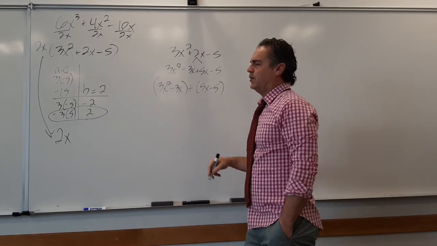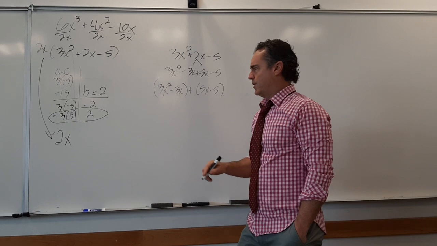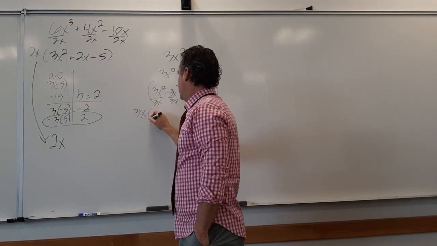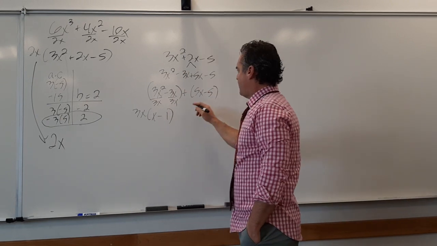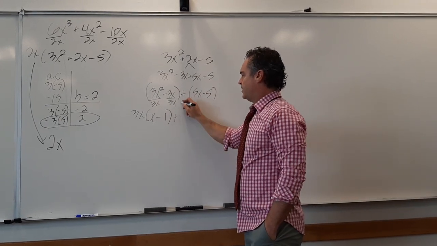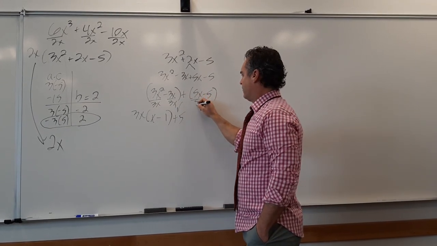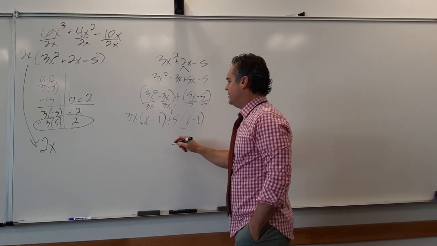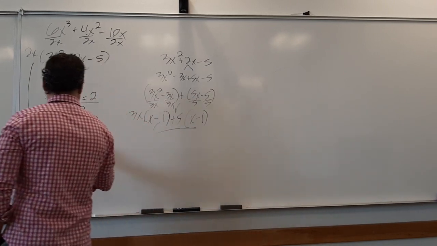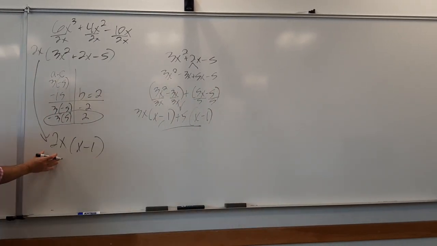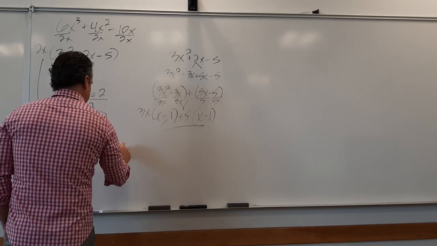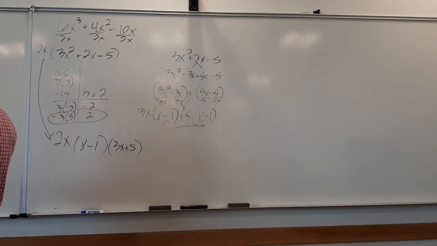What's my common factor here? 3x. Put this over 3x. Put this over 3x. And you get x minus 1. What's my common factor over here? 5. So that plus comes down. I have 5. I put this over 5. I put this over 5. And I get x minus 1. Indeed. Look up here. My common parentheses is x minus 1. Why am I putting it over here? Because I have to have that common factor of 2x. My leftovers are 3x plus 5, and I am done.